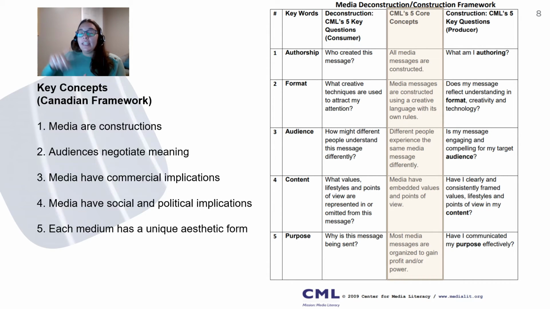Now, the problem that I have with the Canadian framework is that third principle, media have commercial implications. Sometimes it's either or, it's either 3 or 4, I will say, because sometimes it's not always about moving money. It's not always about getting you to buy something or to get you attached to a brand, which is a commercial purpose. It's not always about that.